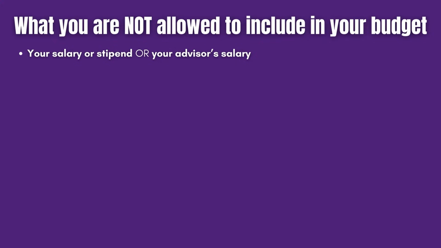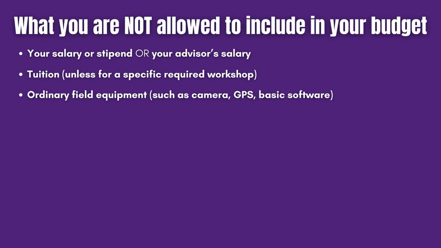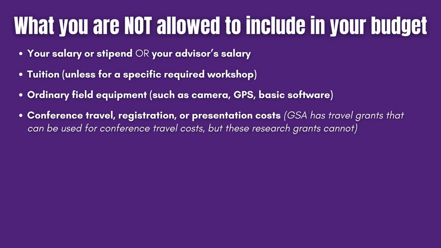Other items not allowed in your budget include tuition, unless for a specific required workshop, ordinary field equipment such as camera, GPS, basic software, etc., conference travel, registration, or presentation costs. GSA has travel grants and other grants and funds that are available and meant for conference costs, but this one, the research grant, is not that.